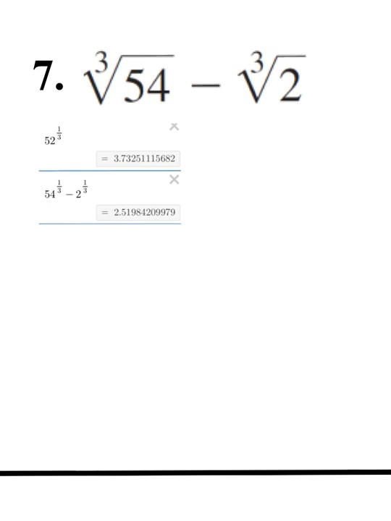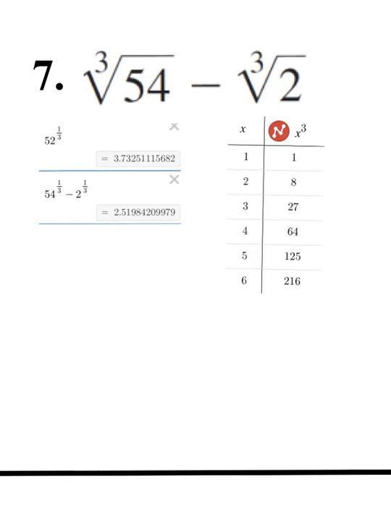So what you should do is, what is a perfect cube that is inside 54? If it helps, pull up that perfect cube list. 54 divided by 27 is 2. And so that's kind of nice, because that means I can turn this into 3 times, no, not 54, 27 times 2 minus the cube root of 2.